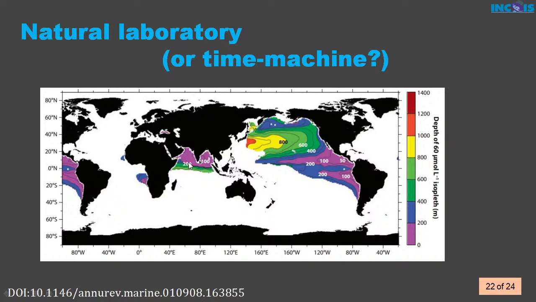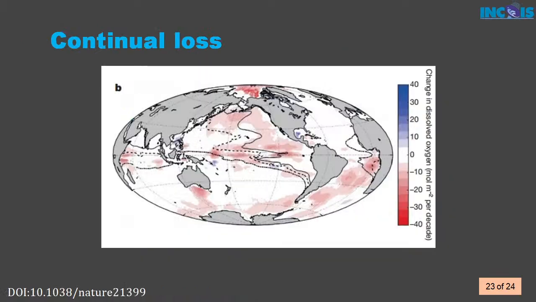Whereas in the case of the Northern Indian Ocean, the whole tuna population that we studied is falling under these low oxygen waters. So the Northern Indian Ocean can actually serve as a natural laboratory, or if you prefer to call it, a time machine, because what we see today in the Northern Indian Ocean is more like a projection for the other basins in future. Because you can see that this is the oxygen loss in the world oceans.